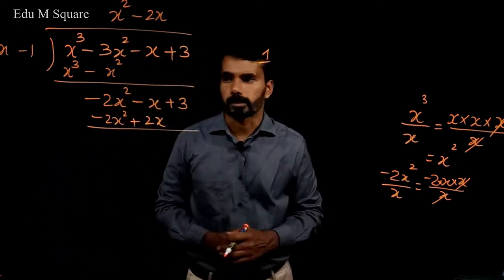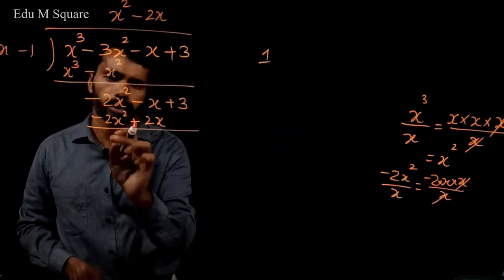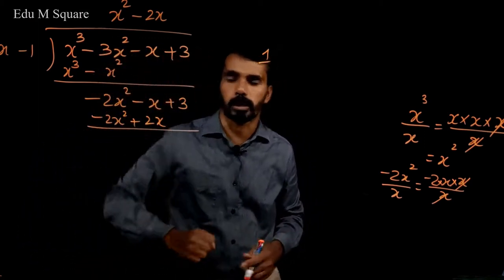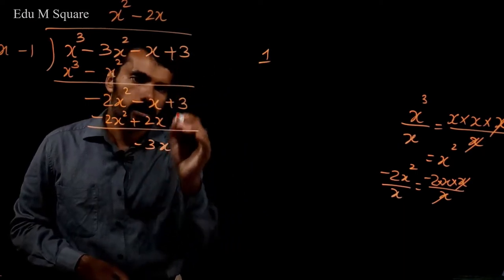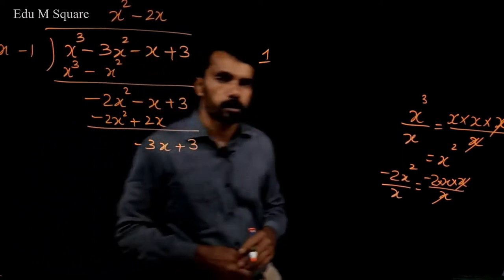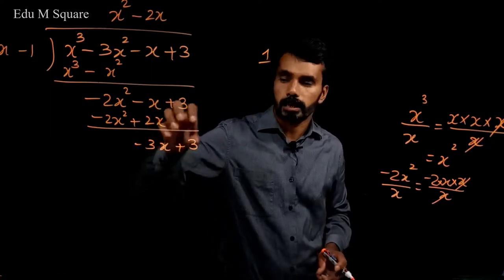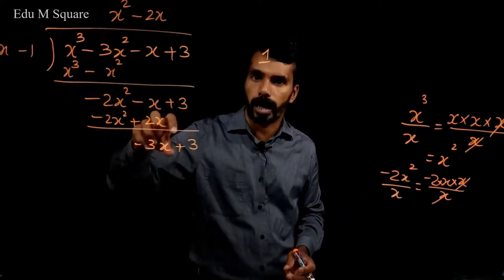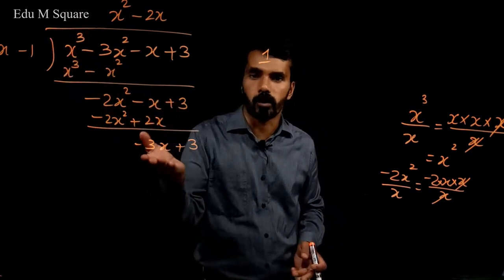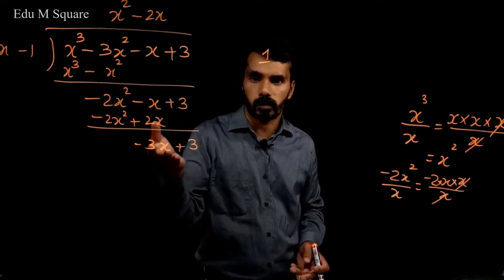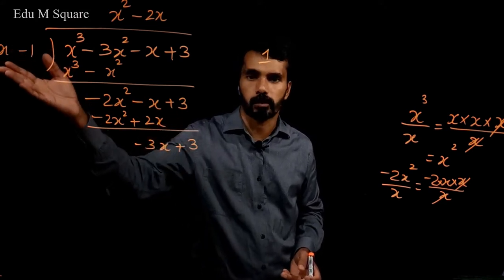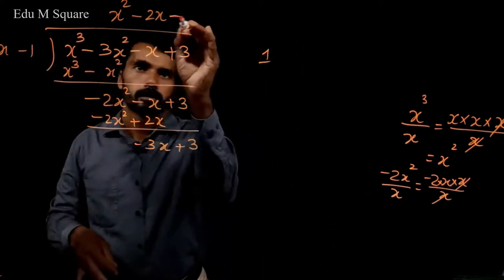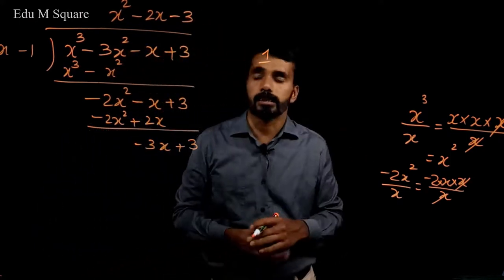Again we subtract. So minus 2x square minus minus 2x square becomes 0. Now minus x minus plus 2x, so this is minus 3x, then plus 3. Again we treat this new remainder as the new dividend. So we divide the first term of this new dividend by the first term of the divisor. We get minus 3x by x, which is equal to what? x cancels, so minus 3.